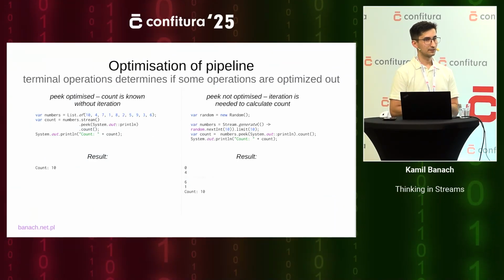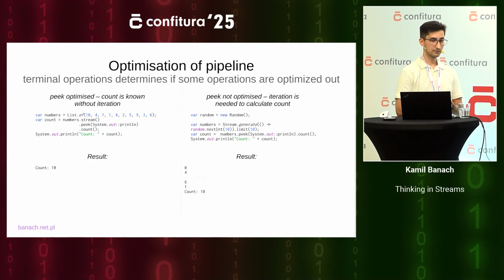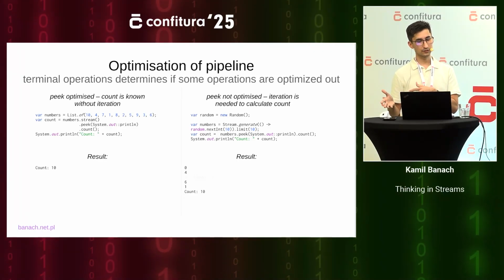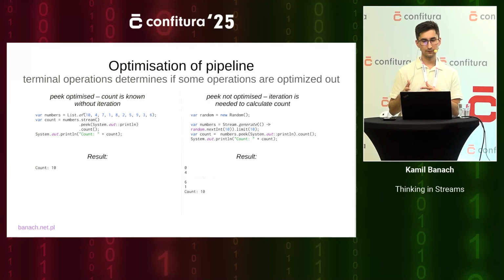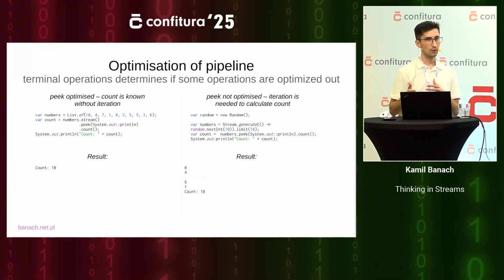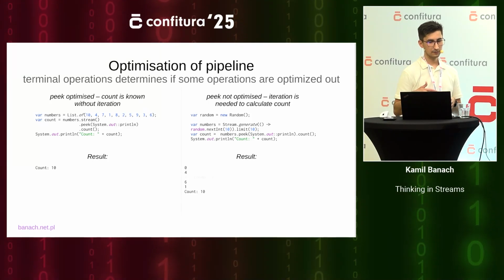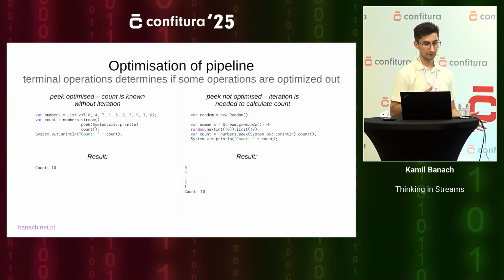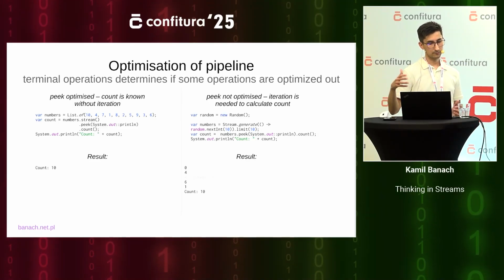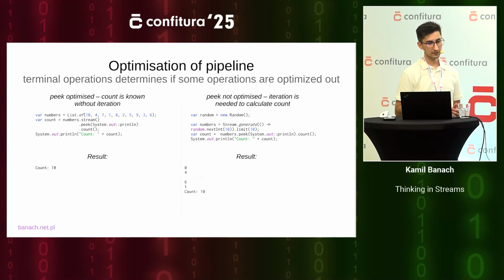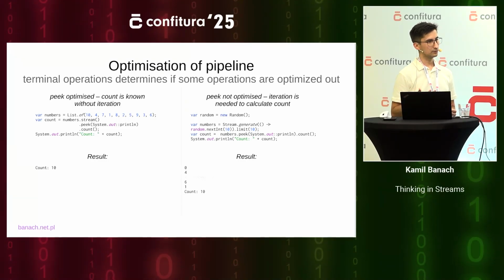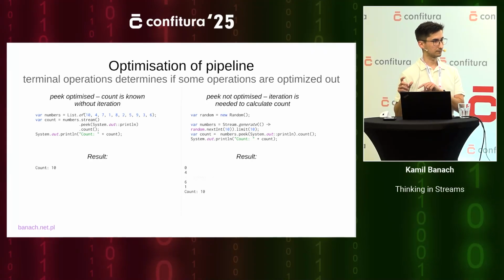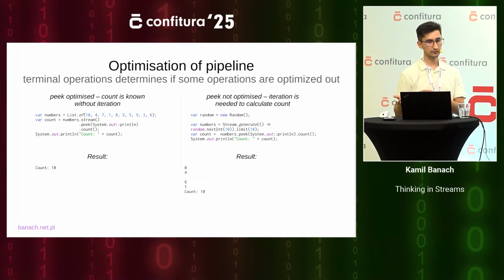Another thing that can bite us is the optimization of the pipeline. In the end, the terminal operation determines if some operations are optimized out. We can see on the screen that we have the peek operation on the left that will print the list of numbers. And if we run this code, it will not output any numbers, but only the count. So only the result of the stream.